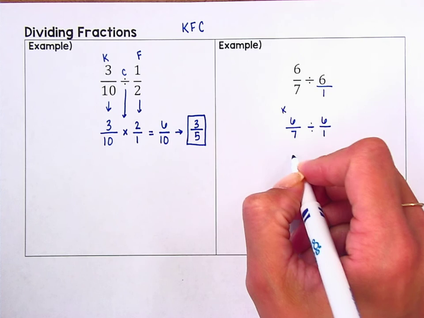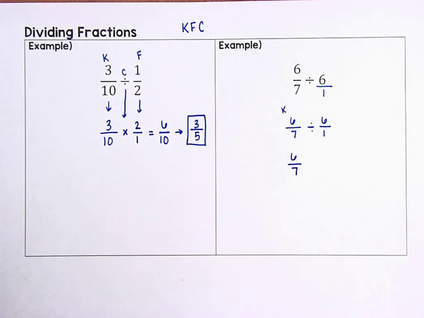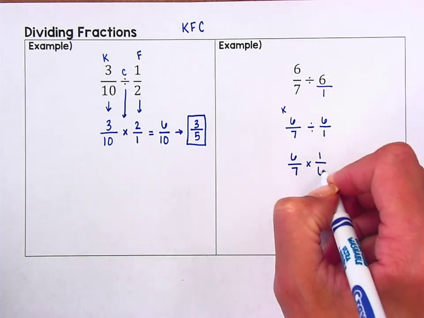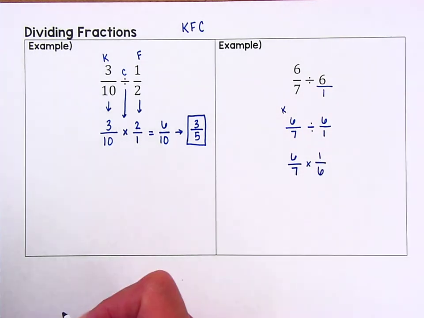So we're going to keep our first fraction the same. We're going to change that sign to multiplication. And we're going to flip, or take the reciprocal of, 6/1 and make it 1/6. Now that we've KFC'd, we can simply multiply across.